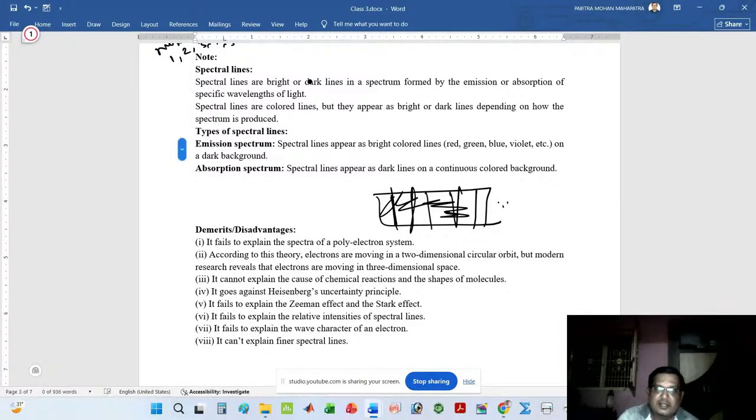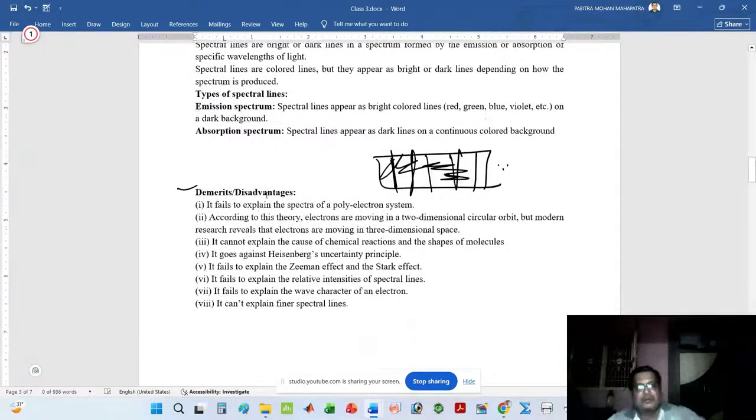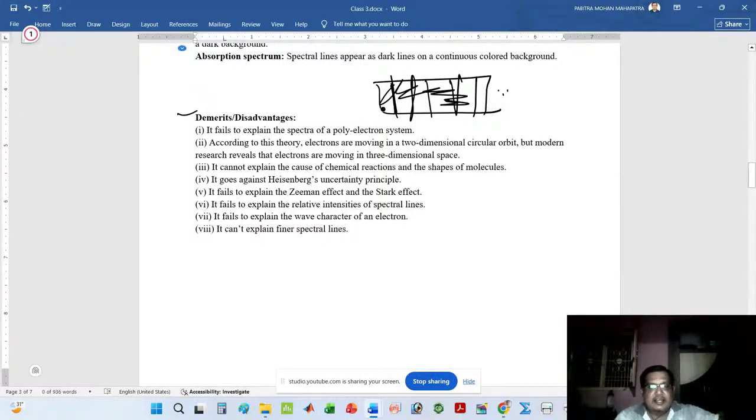What is a spectral line? Spectral lines are bright or dark lines in the spectrum formed by the emission or absorption of specific wavelengths of light. Next, move to the demerits, that is the disadvantages of Niels Bohr's atomic model. It cannot explain the spectra of polyelectron systems.